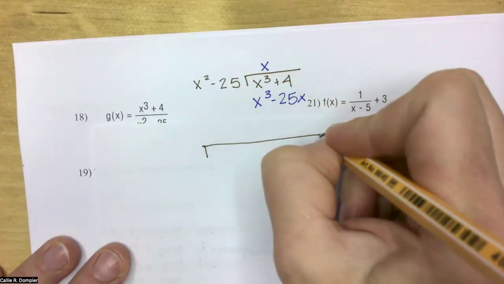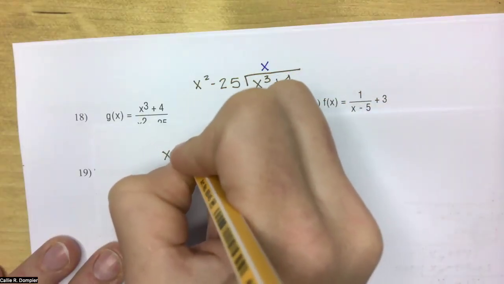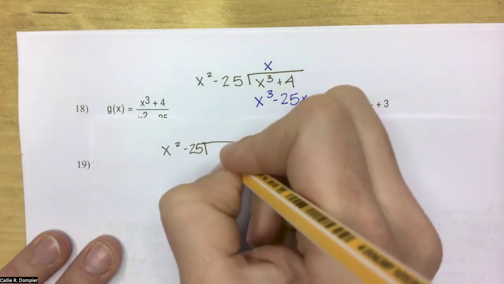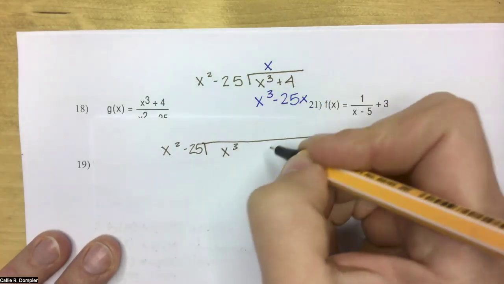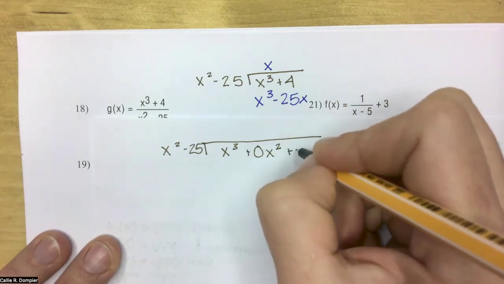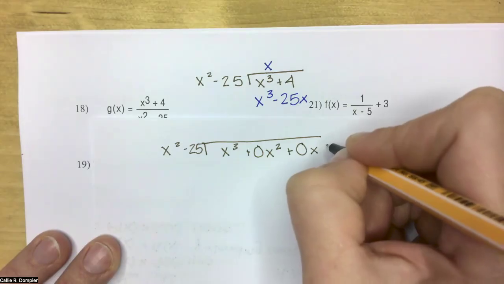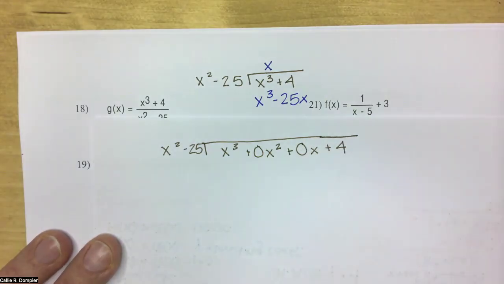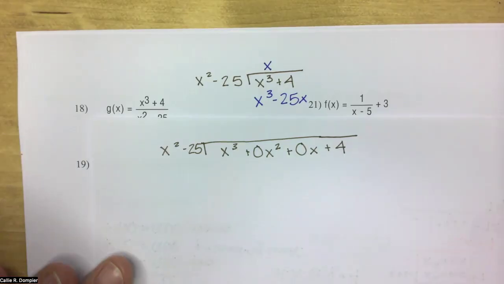Make the house first. All right, x squared minus 25. Here I've got x cubed. I'm not going to go straight to 4. I'm going to say plus 0x squared plus 0x plus 4. So I've got plenty of room for each part of the polynomial. Good.